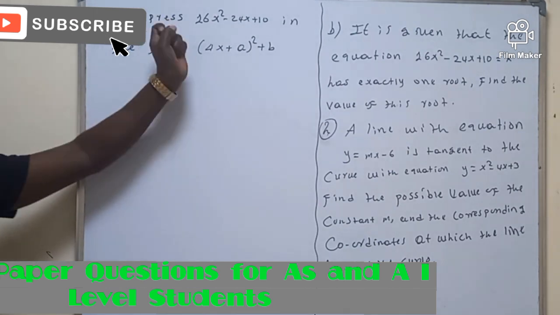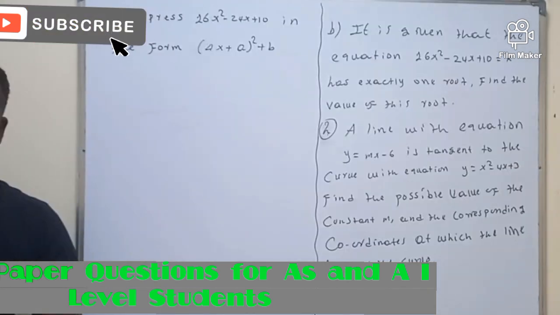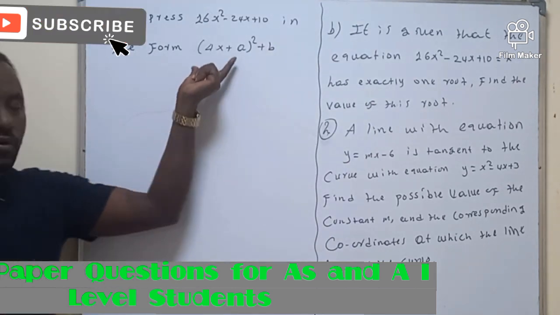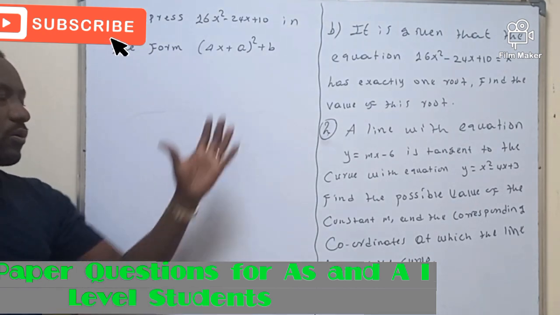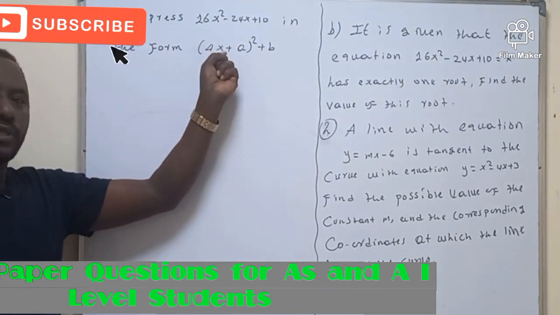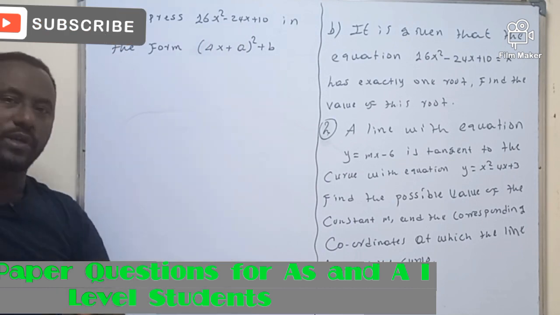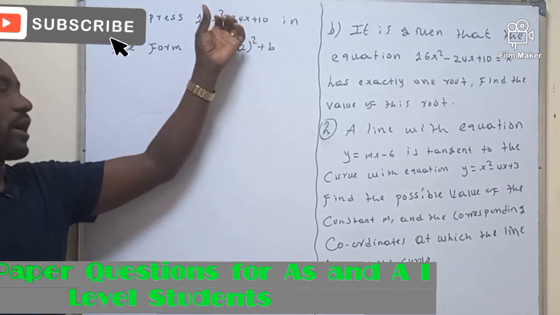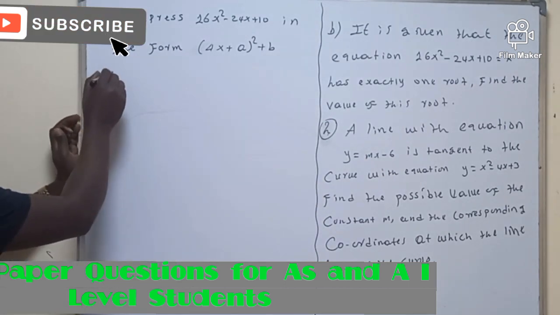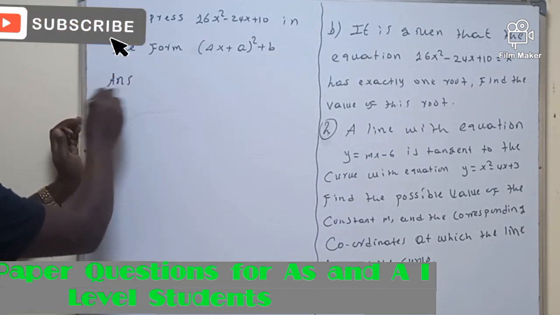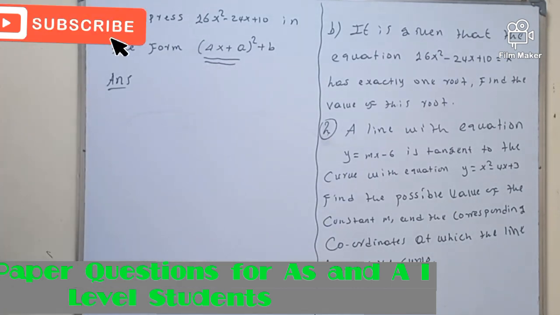In the first lesson, express 16x squared minus 24x plus 10 in the form of (4x plus a) the whole square plus b. In order to change this problem into this form, we have different ways to describe it. So now let me show you how to describe this problem. Now, first of all, we have to expand this expression.